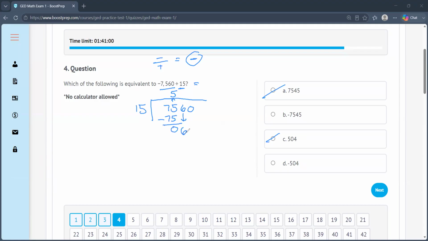Bring down the 6. How many times does 15 go into 6? It's too large, 15 is way too large for 6, so you're going to put a 0. Then bring down the 0. How many times does 15 go into 60? 4 times. So what's 15 times 4? 60. No remainders. So your final answer is negative, because a negative divided by a positive is negative: negative 504. Letter D.